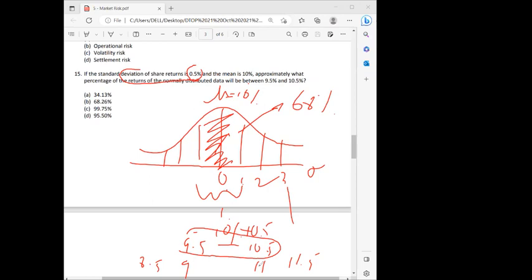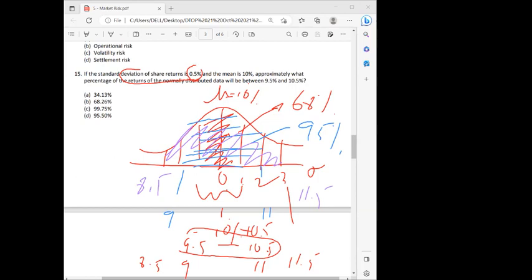Standard deviation 2 is this area up to this point, right? So here it is 9%, here it is 11%. So between that range, you will get 95%. Standard deviation 3 range is here, this area, 8.5, here 11.5. Between 8.5 and 11.5, we have 99%. That's the explanation to this.